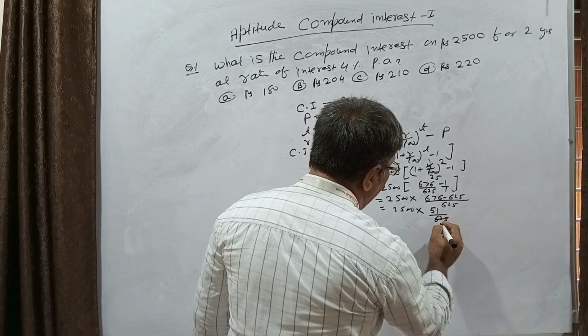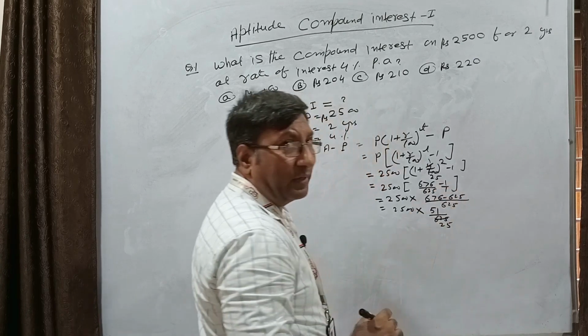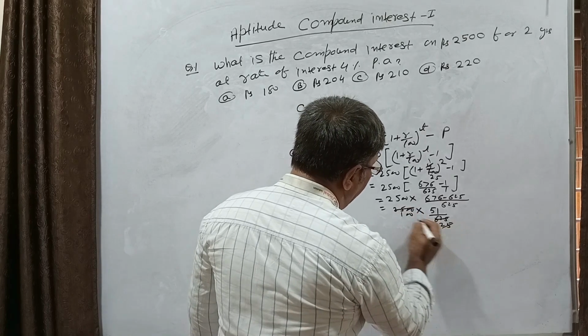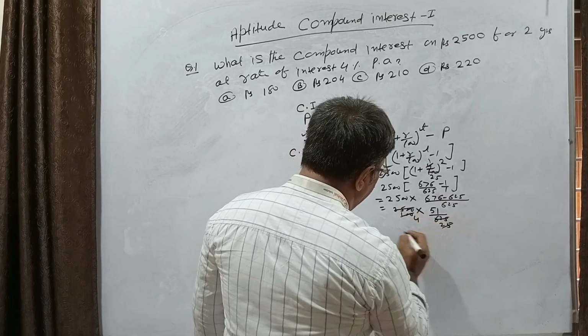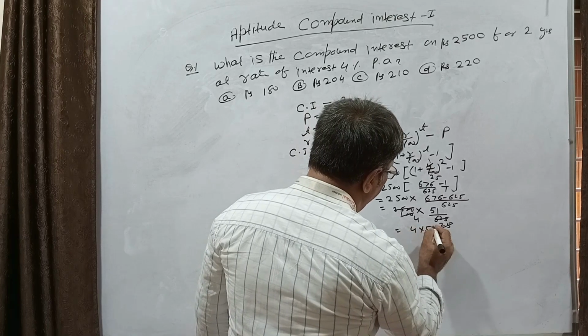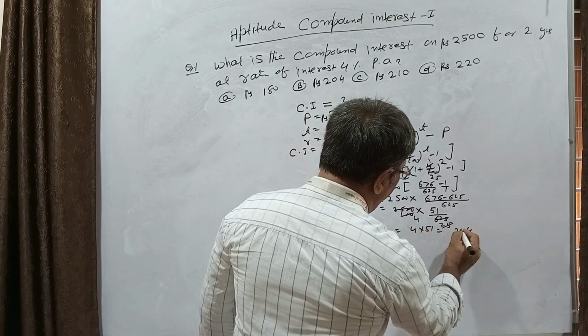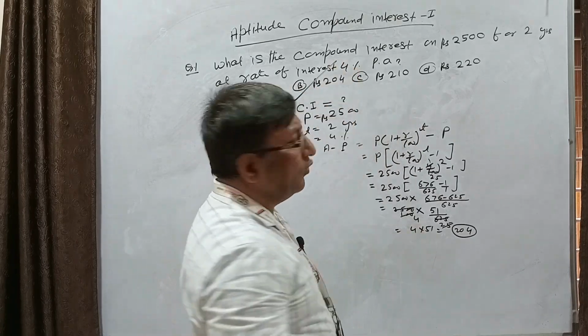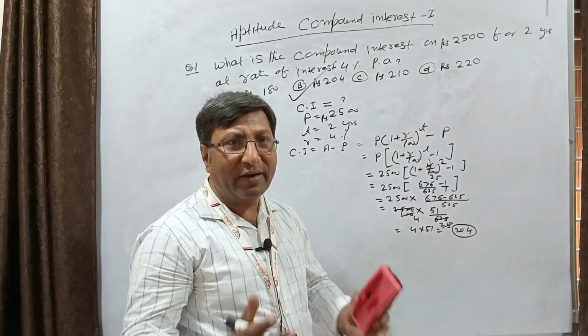Now we can cancel. 25 into 25 is 625. 25 once is 25, again 25 fours are 100. So we get 4 into 51. 4 ones are 4, 4 fives are 20. So our correct answer is 204.